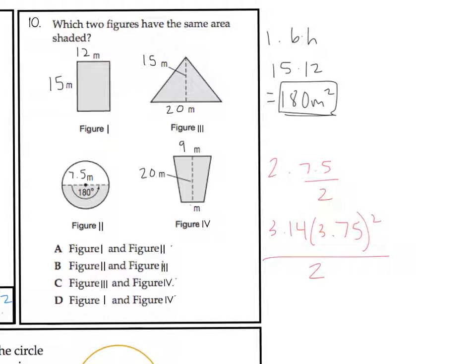And when I do that, I get 22.08 meters squared. So obviously 1 and 2 are not the same. And then let's look at figure 3.